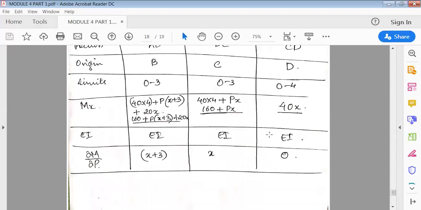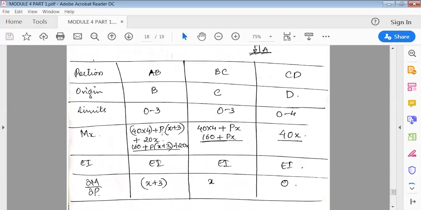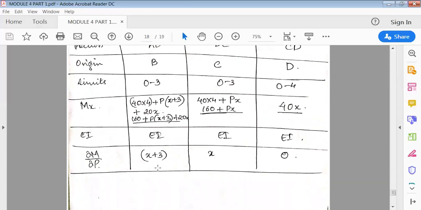Okay, so EI is constant throughout. So dou M by dou P: only this value has P in it, so the rest all become 0. It becomes x plus 3, so dou P will cancel, giving x plus 3. Next here it is 160 plus Px, so only this has Px in it. So dou P will cancel, only x. And here there is no P value, so this term becomes 0. Once you find this, next is M into dou M by dou P.